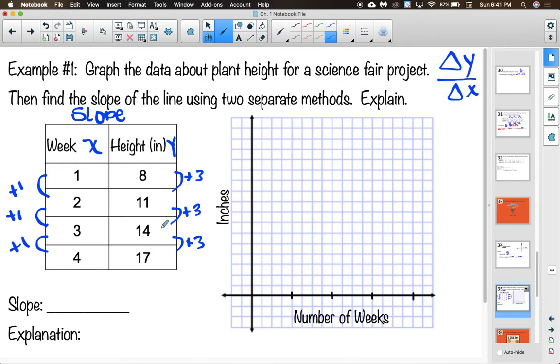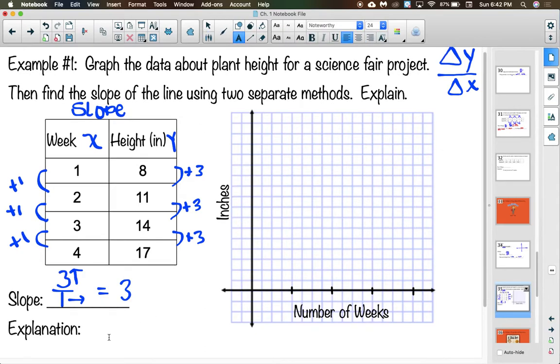So let's put together our slope here. Our slope is delta y, which is 3, over delta x, which is 1. So my slope is 3 over 1, which means I'm going to rise positive 3 and run positive 1. Okay, so slope here is 3 over 1, or the whole number 3. My explanation, if I want to get more technical here, my explanation is 3 inches, remember the y's are the inches, per 1 week. So when I type this out, I'm going to write, for every 1 week, the plant grows 3 inches.